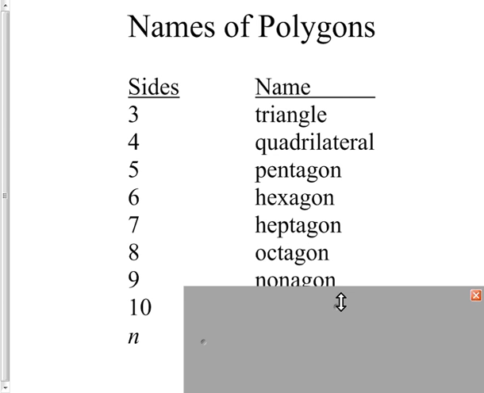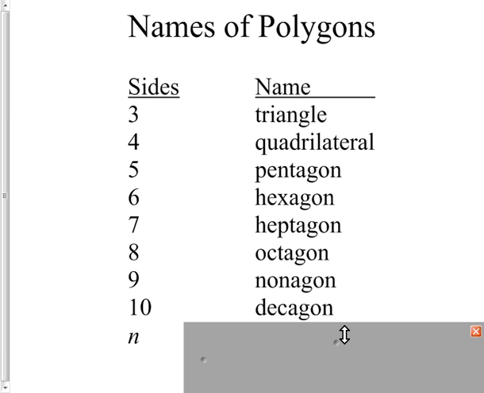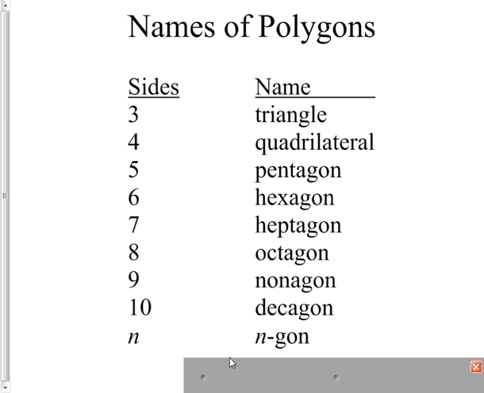8-sided is octagon, 9 is nonagon, 10 is a decagon, and then if it has n sides, say it had 23 sides, we'd call it a 23-gon. So you don't get too clever past 10. If it's a 13-sided shape, we just call it a 13-gon. So very, very good, clever stuff there.